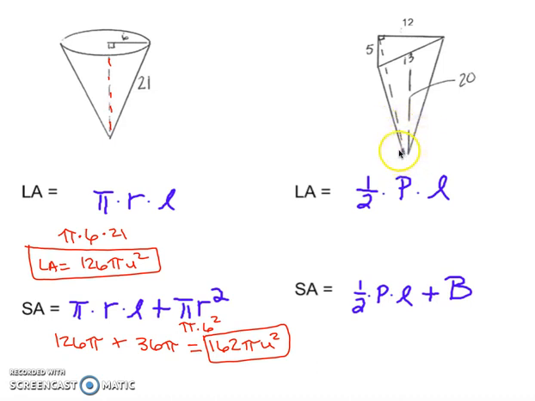So the lateral area would be 1/2 times capital P. Remember what I said on the other page, the perimeter, you only look at the base. So in this case, our base is a triangle. So if I'm going to find my perimeter, I'm going to take 5 plus 12 plus 13, so that's 30. So I'd have 1/2 times 30.